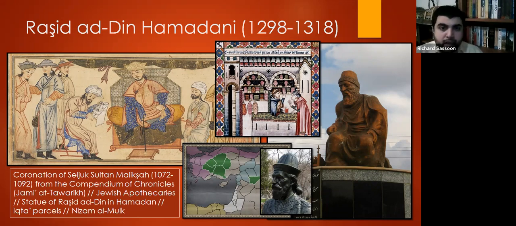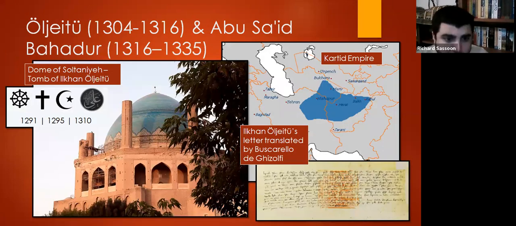Rashid ad-Din al-Hamadani was around for all of Ğazan's reign and through the reign of his successor, Öljeitu. And so many of the reforms that he made really only came to fruition during the reign of Öljeitu. So Öljeitu was, in terms of his religion, a person who changed his mind many times in life. He was raised as a Buddhist, but in 1291, he converted to Christianity.